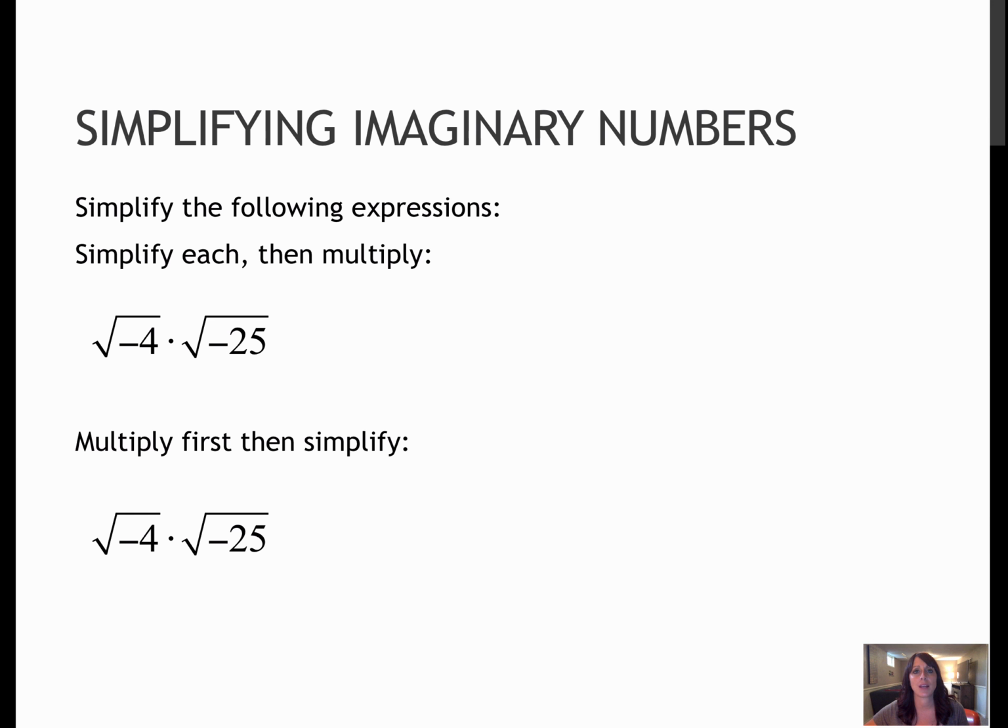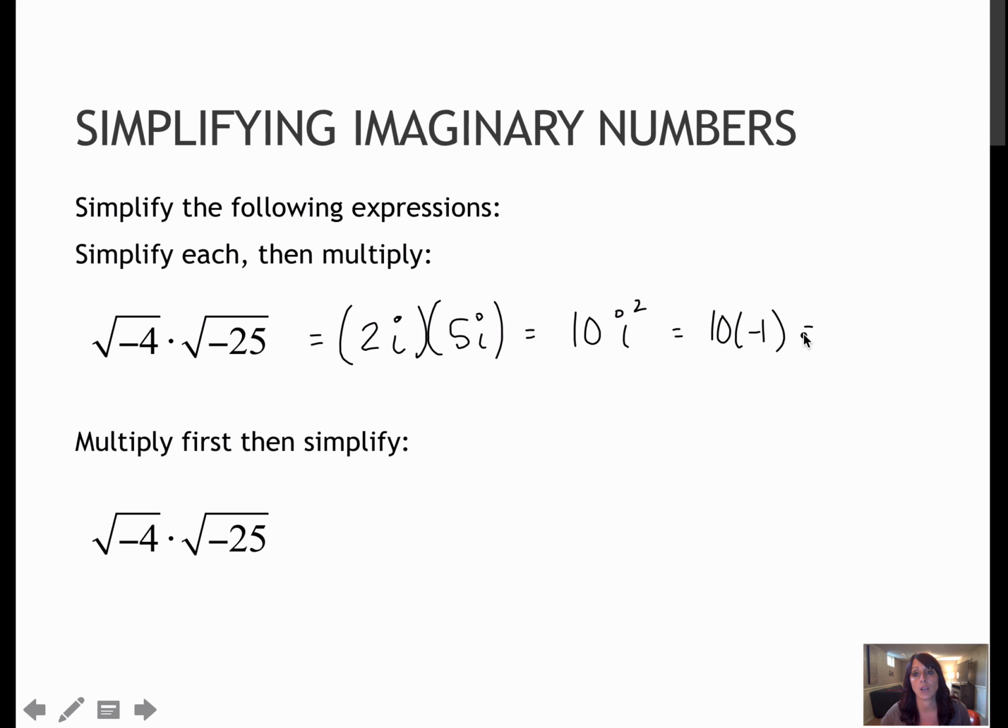When you are simplifying imaginary numbers, you do need to be careful about the order in which you do it. So I wanted to show you this example with multiplication. If I'm simplifying each, then I'm multiplying. I would simplify the square root of -4 to 2i, and the square root of -25 to 5i. If I multiplied those, that would give me 10i squared. Well, I know that i squared is -1, which would give me 10 times -1, or -10.